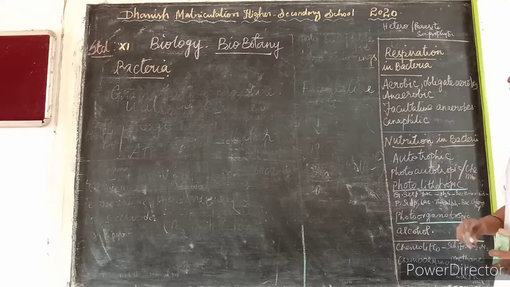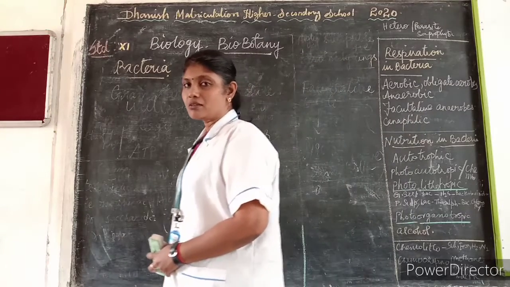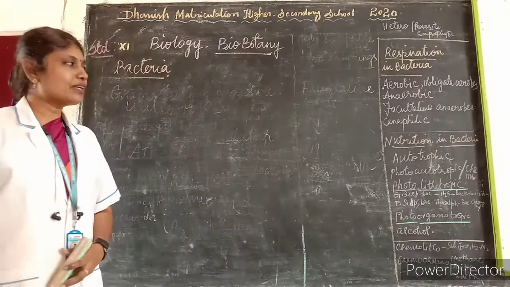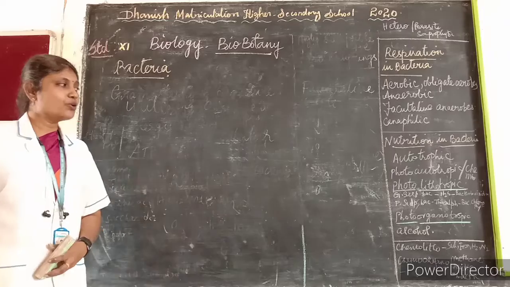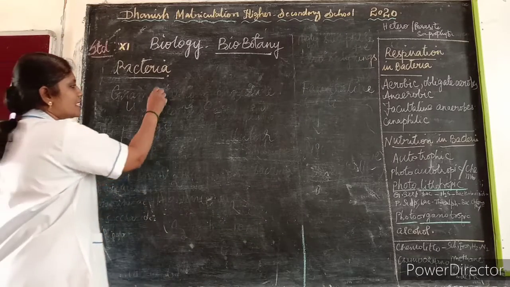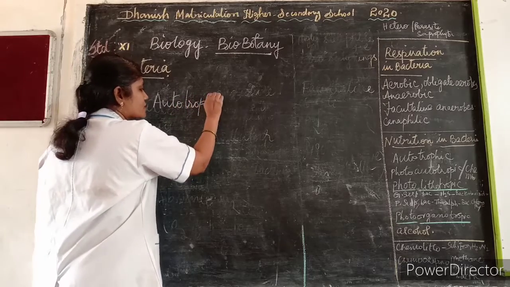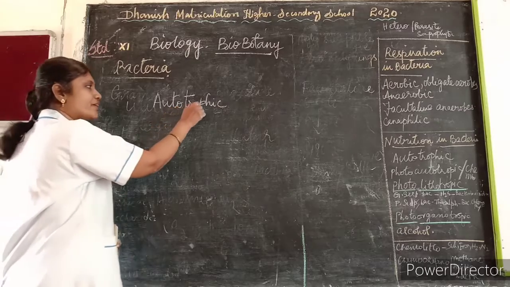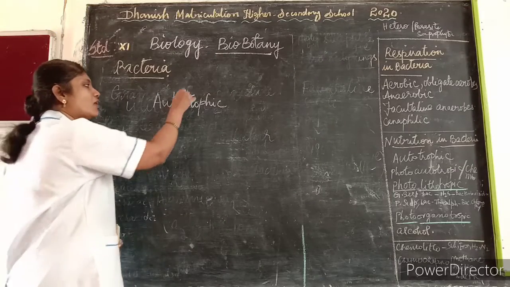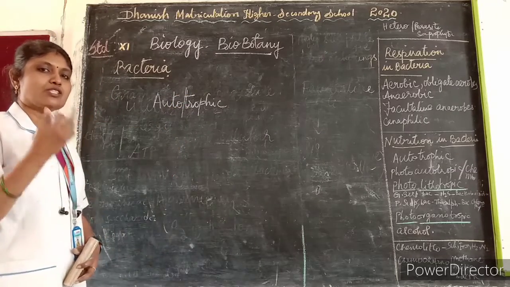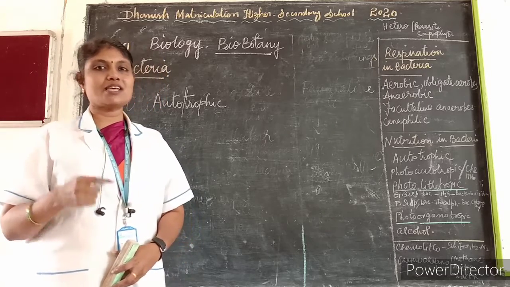Next we shall move on to nutrition in bacteria. What is nutrition? The mode of feeding and utilizing the food is called nutrition. In bacteria, first we shall see autotrophic. What is autotrophic? Auto means self, and trophic refers to the mode of nutrition, the mode of feeding. Autotrophic means it is able to synthesize its own food. Where do you generally come across this term? In the case of plants, they are autotrophic.